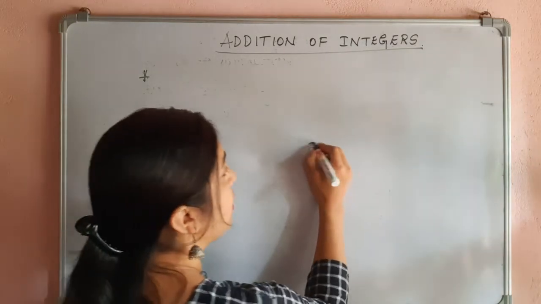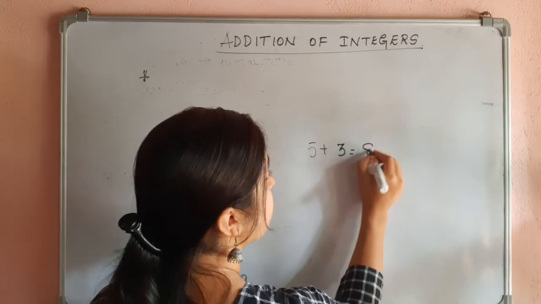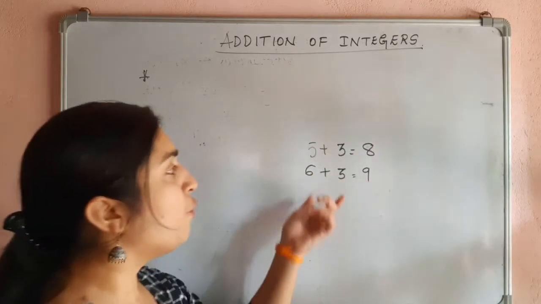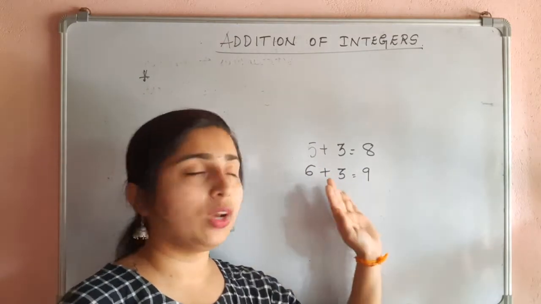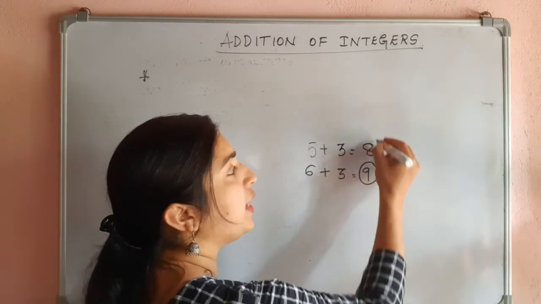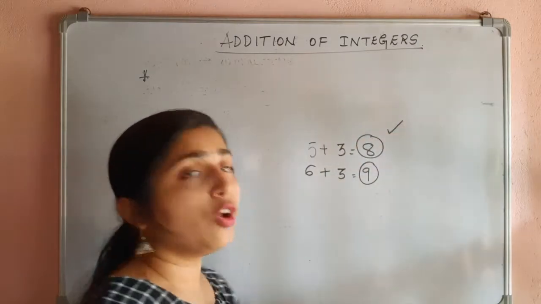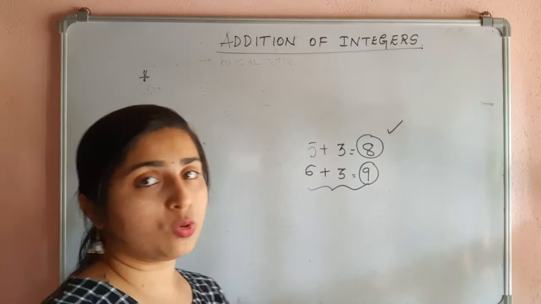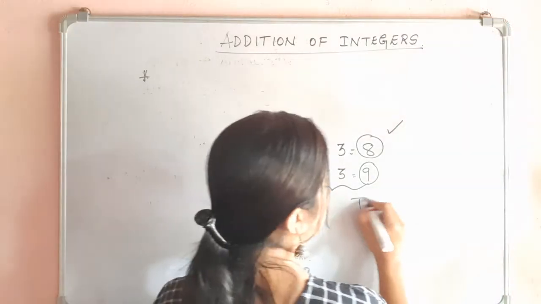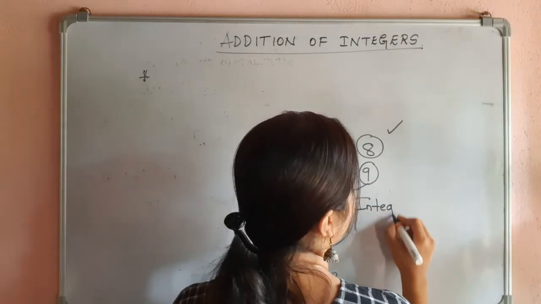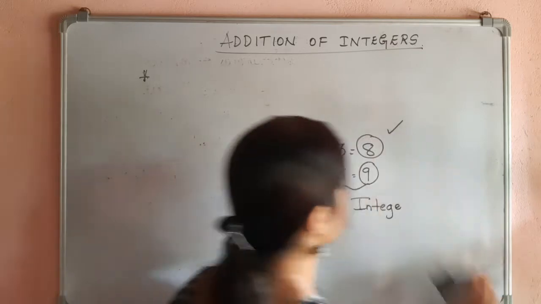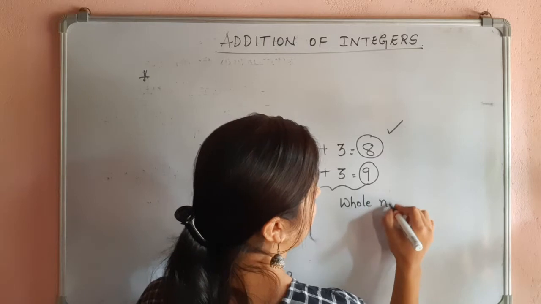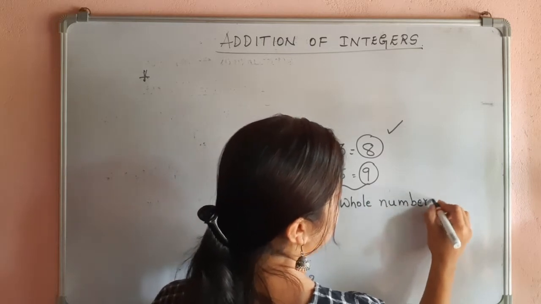And you know 5 plus 3 gives you 8, and 6 plus 3 gives you 9. So whenever you added two whole numbers, you were obviously getting a whole number. So we said that the addition was closed. Sorry, whole numbers were closed under addition. Whole numbers are closed under addition.